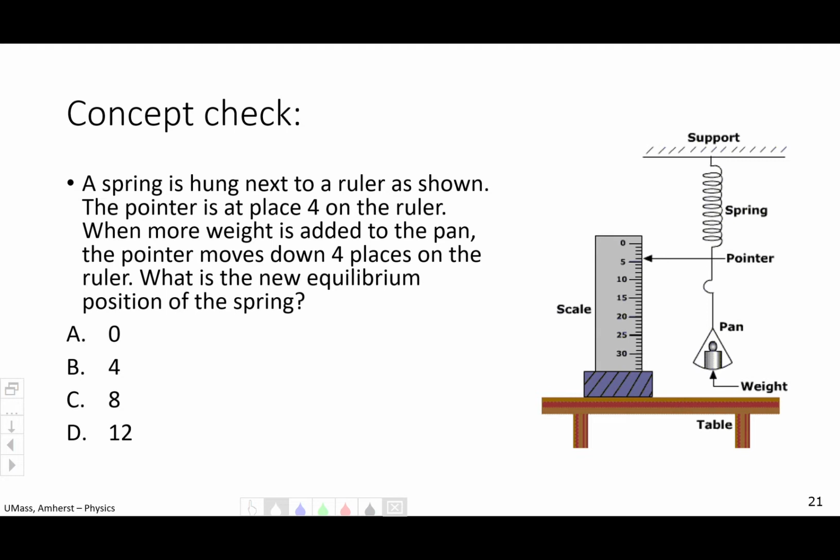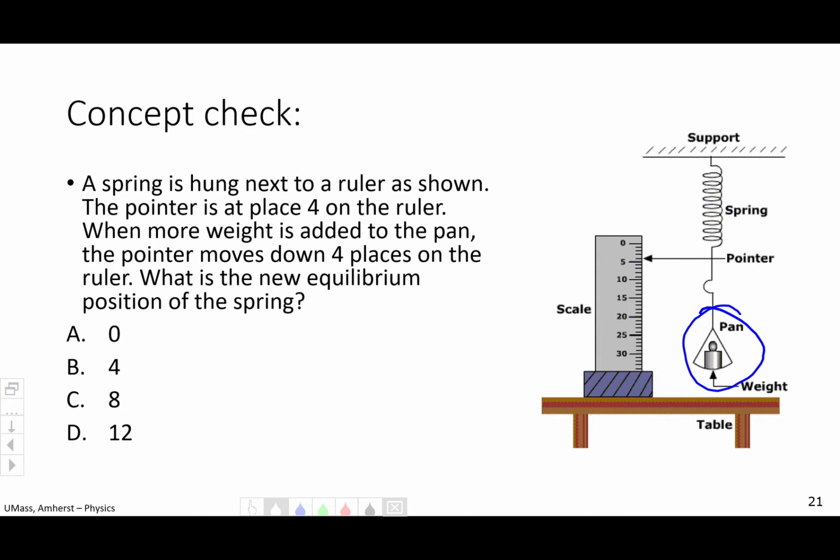All right, here's a concept check for you. A spring is hung next to a ruler. The pointer is at place 4 on the ruler. When more weight is added to the pan right here, the pointer moves down 4 places on the ruler. What is the new equilibrium position of the spring? Go ahead and think, respond. You can pause if you want. Think about it.